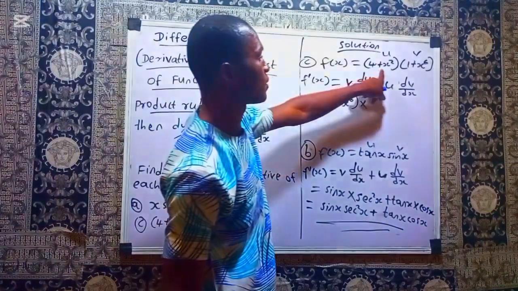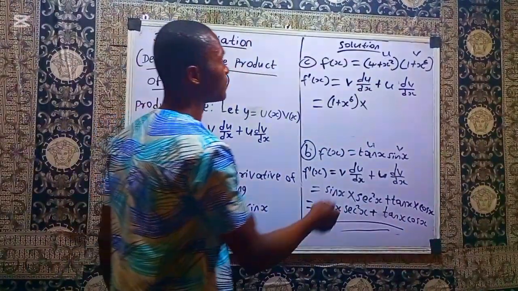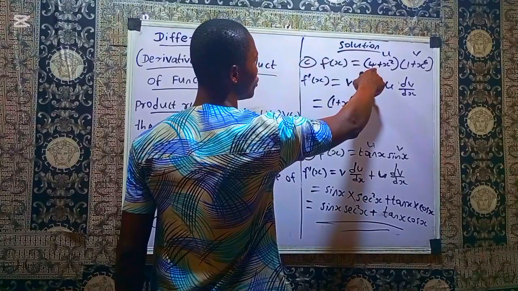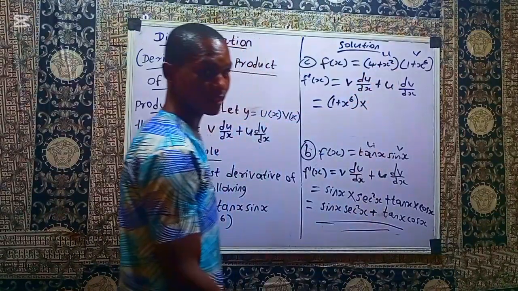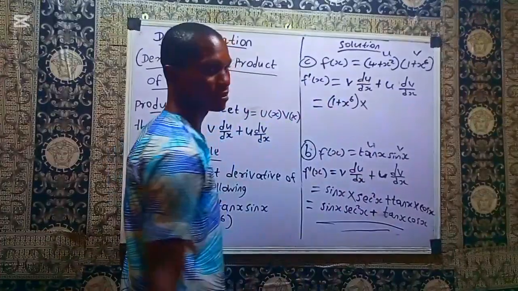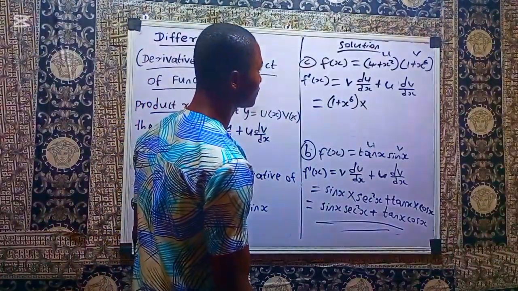So this is our u. I'll differentiate it with respect to x. What do we have here? U is 4 plus x squared, right? If you differentiate 4, what will you get? 0, because 4 is a constant. It's a number, it's a constant. The derivative of a constant is 0.